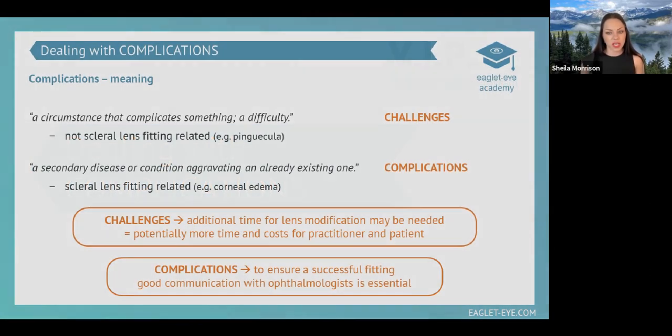Now, complications, meaning some of the things that we're kind of looking at the differences. We have challenges when we fit scleral lenses, we have complications. When we head into the realm of complications, we're looking at secondary diseases, conditions aggravating already existing ones. For example, patients, and I do case reports to kind of share with you, patients with a low endothelial cell count. Sometimes wearing a contact lens can aggravate these conditions. Now, both challenges and complications can be overcome, certainly by being, number 1, aware of what they are, and then kind of understanding what the tools are to best remediate them.